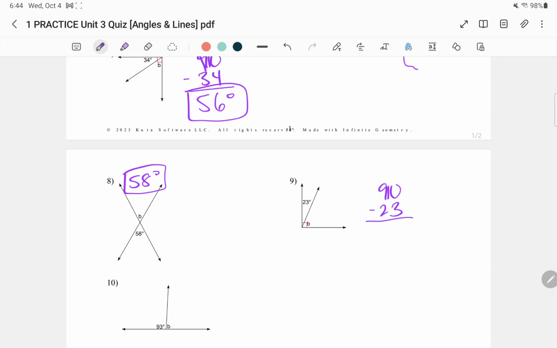90 minus 23. 10 minus 3 is 7. 8 minus 2 is 6. So 67 degrees for number 9.